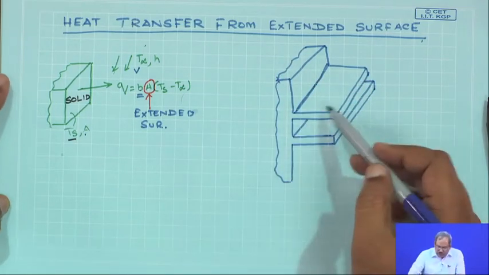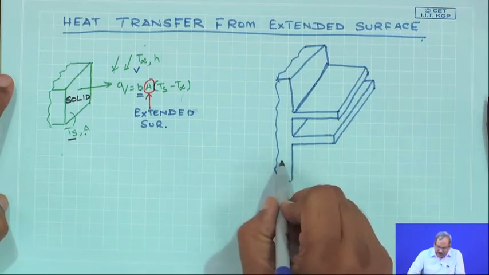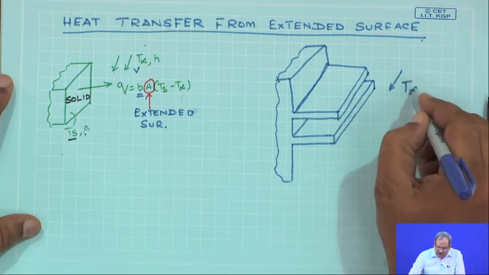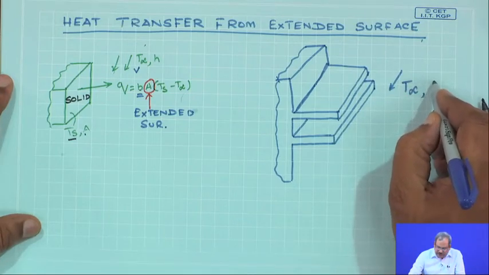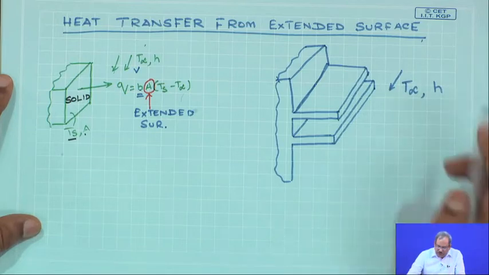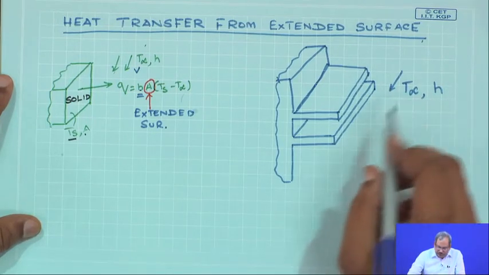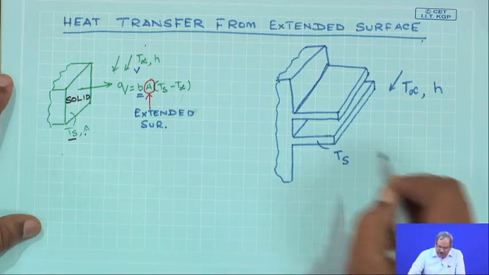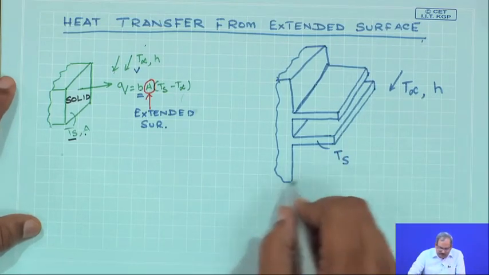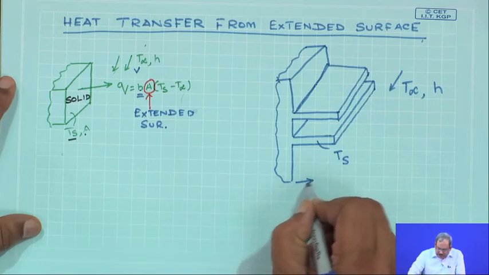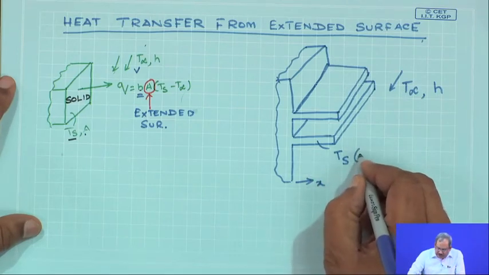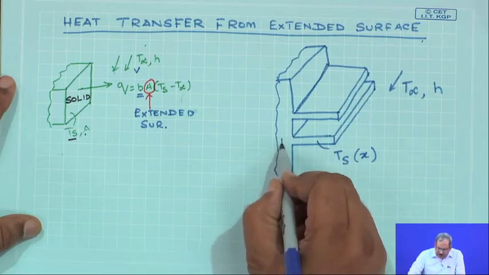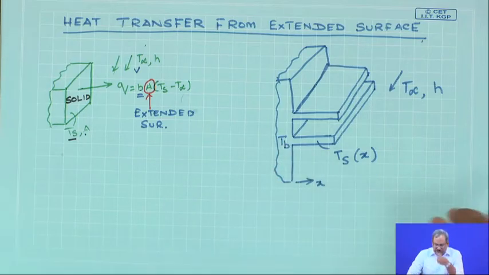So, this is two fins which are connected to a base, and you have flow of, let us say, air at T infinity with some velocity, which is going to give rise to a convective heat transfer coefficient of h, and the temperature of the fin, let us denote this as Ts, and if this is my x direction, then my Ts is going to be a function of x, how far you are from the base, and let us say the temperature of the base is Tb.